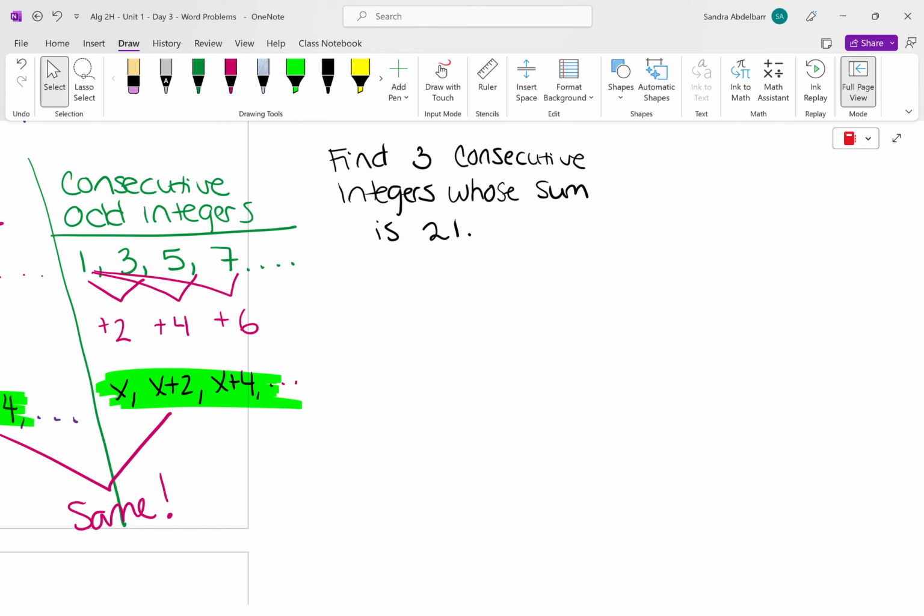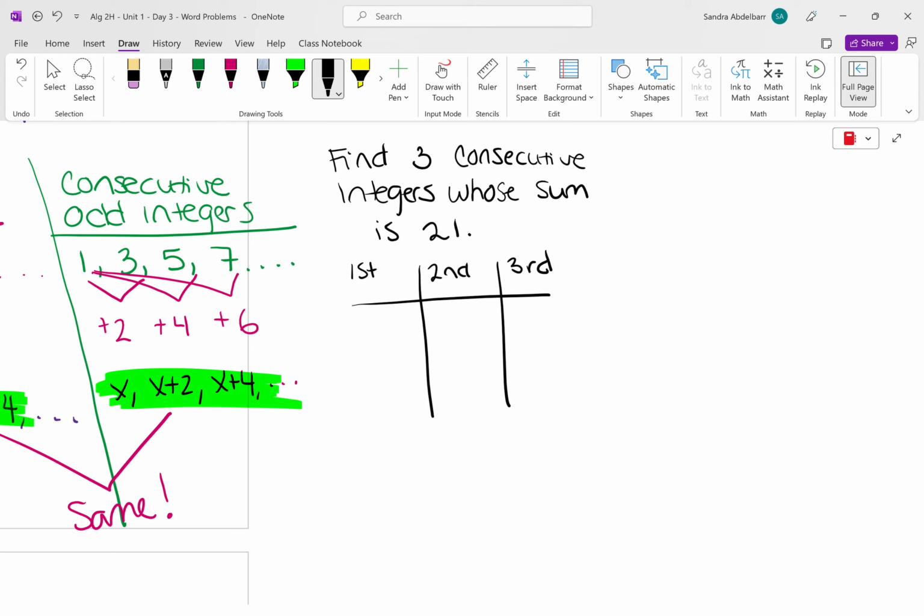Did I specifically say even or odd? No. If I didn't specifically say even and odd, they're just regular consecutive integers. I'll let you write this down since it's not written down. Okay, so what I'm going to do is, I love charts. So I'm going to say first, second, third. So we're talking about just consecutive integers.